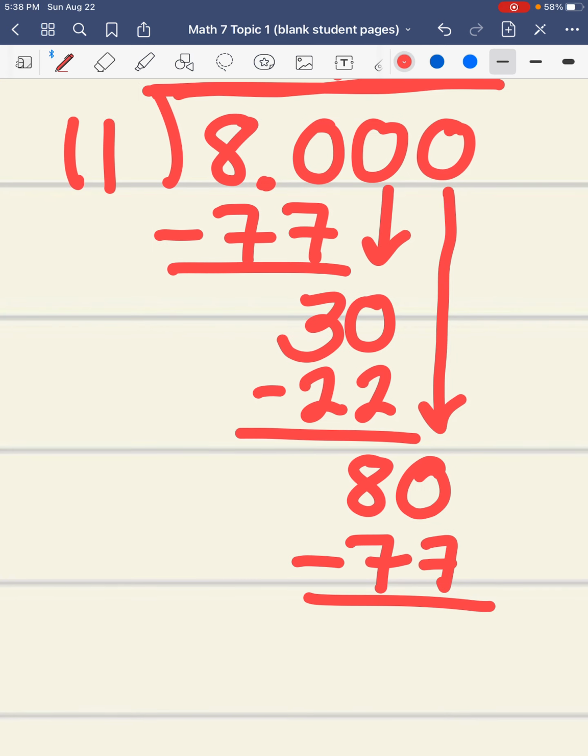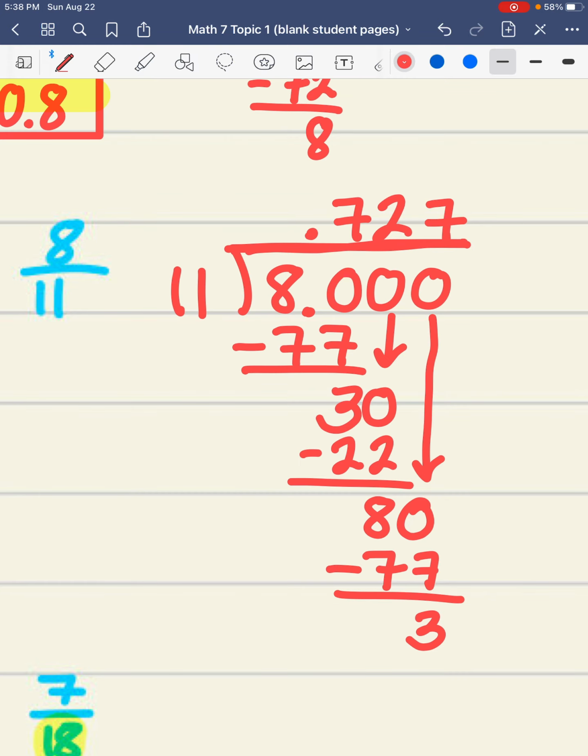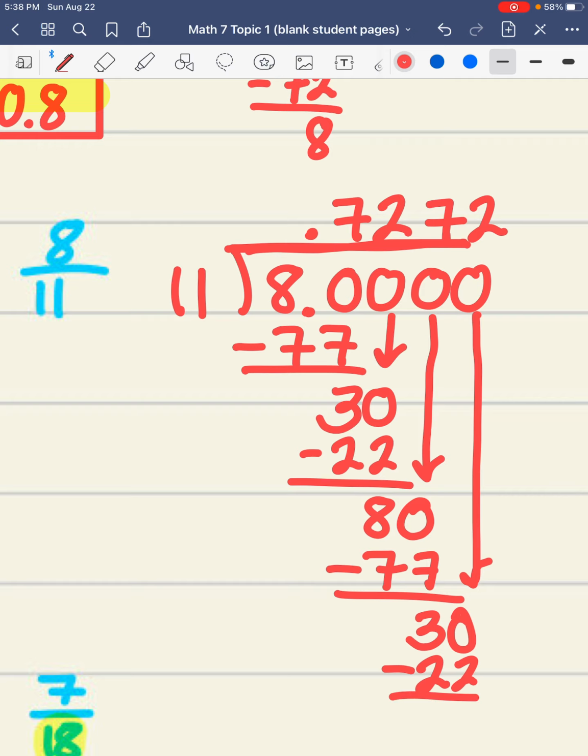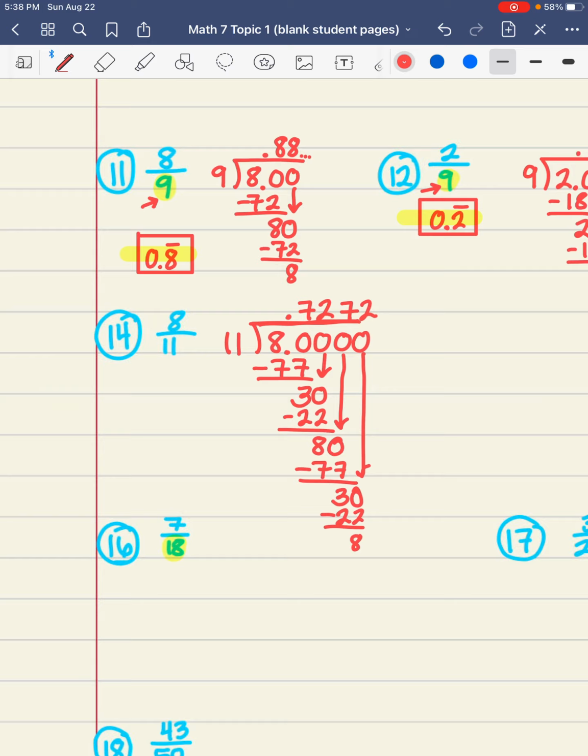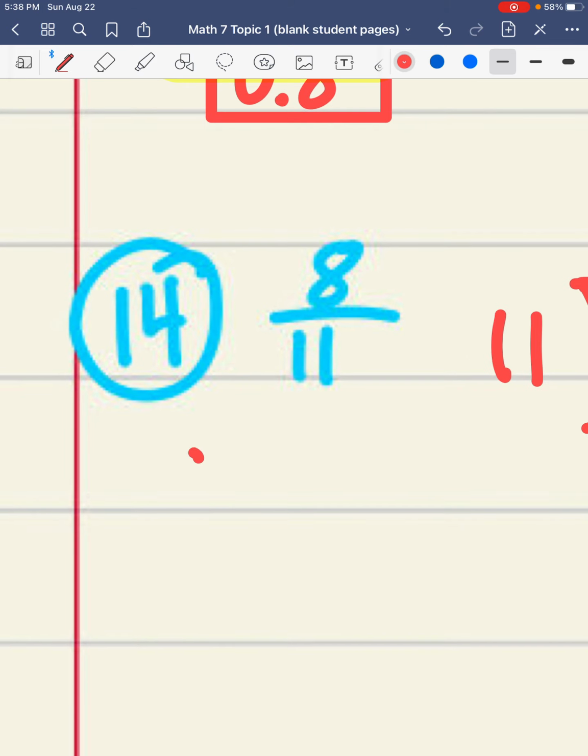Subtract. You get 3. I'm going to add a 0 and bring that down. How many times does 11 go into 30? It goes in 2 times. 11 times 2, 22. And are you seeing the pattern here? It will keep repeating. So I know that this fraction is equivalent to 0.72 repeating.